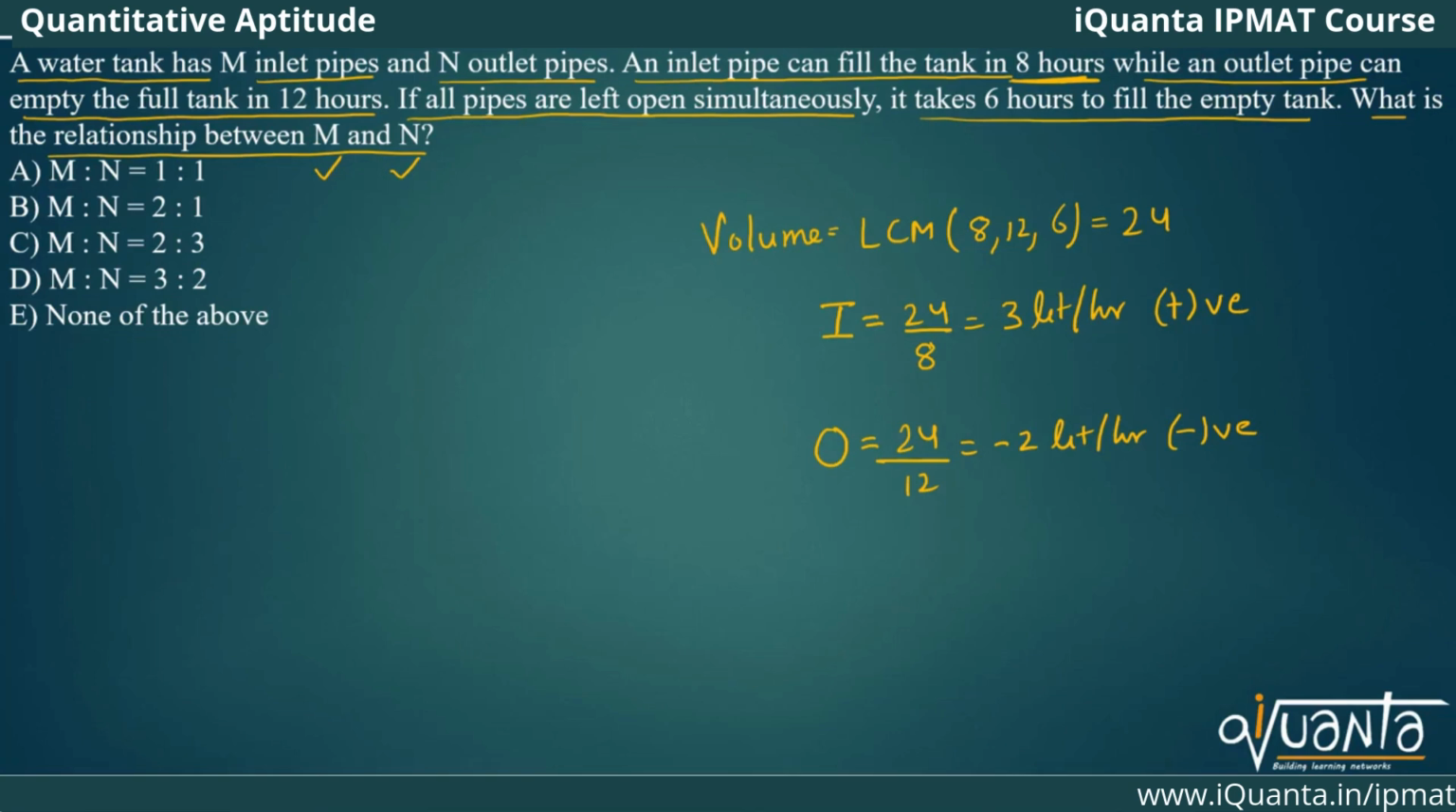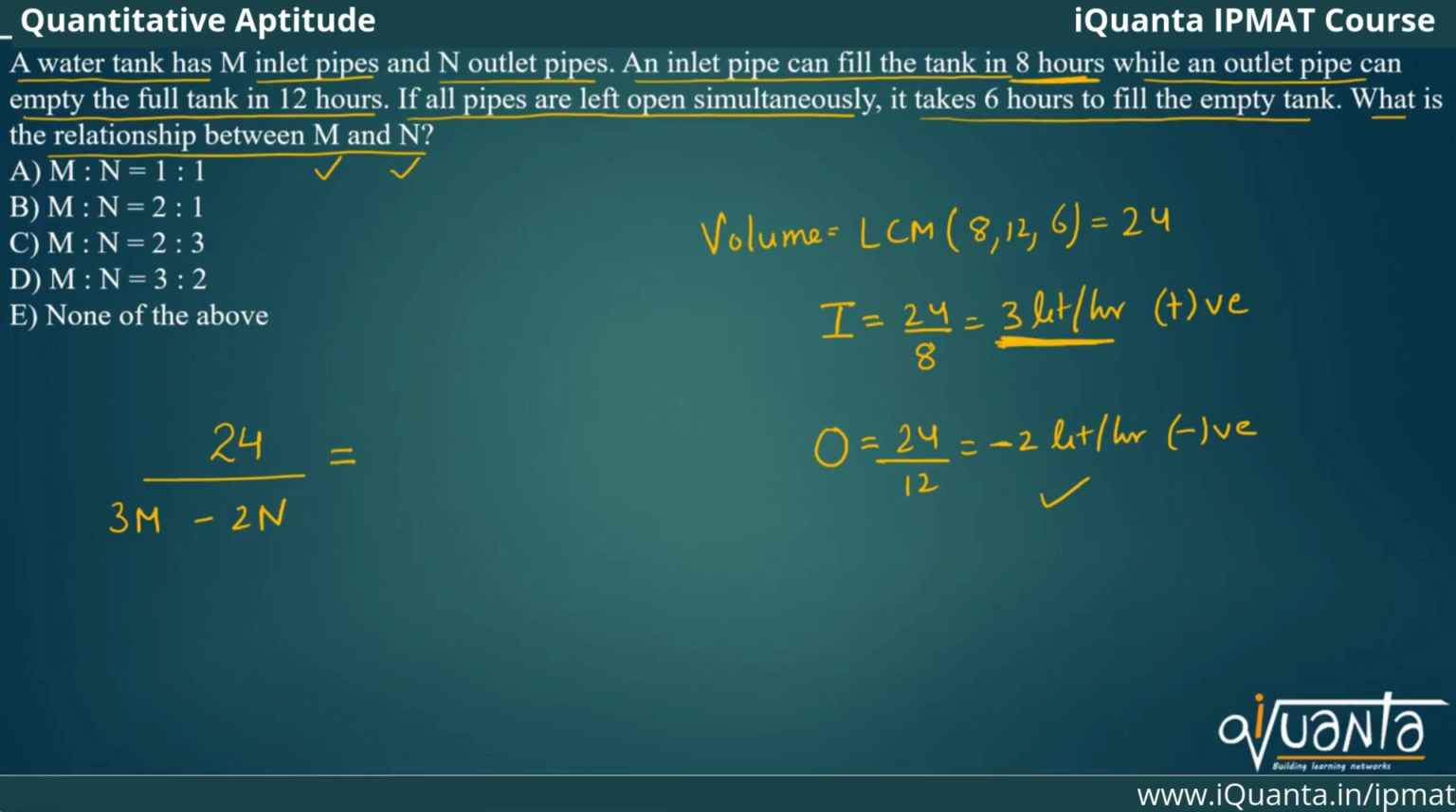Now if all pipes are left open simultaneously, it takes 6 hours to fill the empty tank. So we have an empty tank over here, we have to fill it. So we have to fill the whole 24 liters, with m inlet pipes and every inlet pipe has an efficiency of 3 liters per hour. So 3 into m. Then we also have all the outlet pipes which are open. So we have n outlet pipes each having an efficiency of minus 2. So we'll write minus 2n, and this will be the net inflow into the tank, 3m minus 2n.